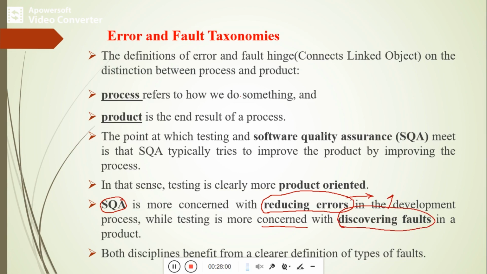During the process, we talk about the word error. When it is produced as a product to the market, that is the end process result, and we identify the bugs. Those bugs we call a fault. So both disciplines benefit from a clear definition of types of faults, meaning we can clearly identify these two, based on the different definitions of the faults.